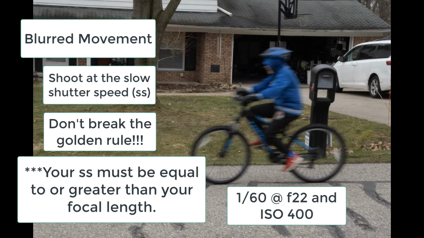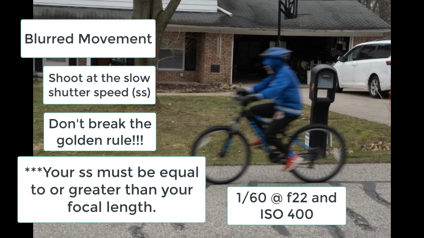1/60th of a second, right? Your shutter speed must be equal to or greater than the focal length. Your focal length is 35. Use a bigger shutter speed number than 35. So we want to shoot at the slowest one we can without breaking the golden rule. In this case, I'm shooting at 1/60th of a second at f22 at 400 ISO. 1/60th of a second, f22 at 400 ISO.